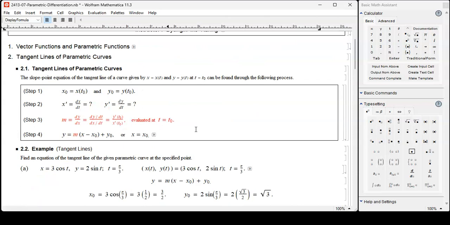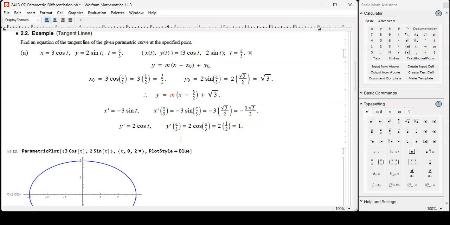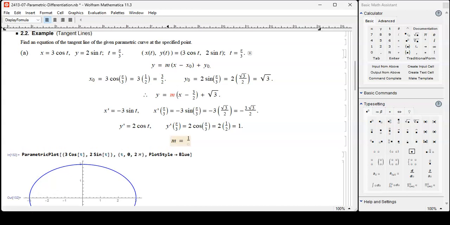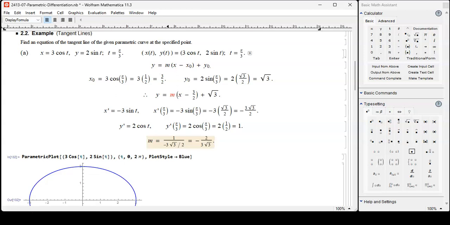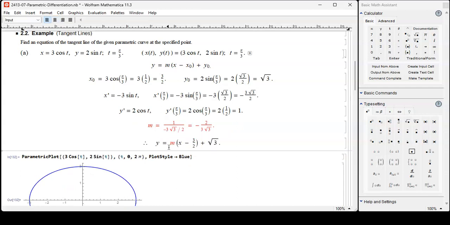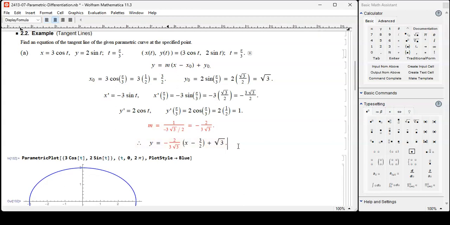And remember, the slope formula is y prime over x prime, dy dt over dx dt. So the slope is 1 over negative 3 square root of 3 over 2. So this is negative 2 over 3 square root of 3. That's my slope. That's the quantity that's going to go here. So this one here, let's put it here, and that completes the problem.